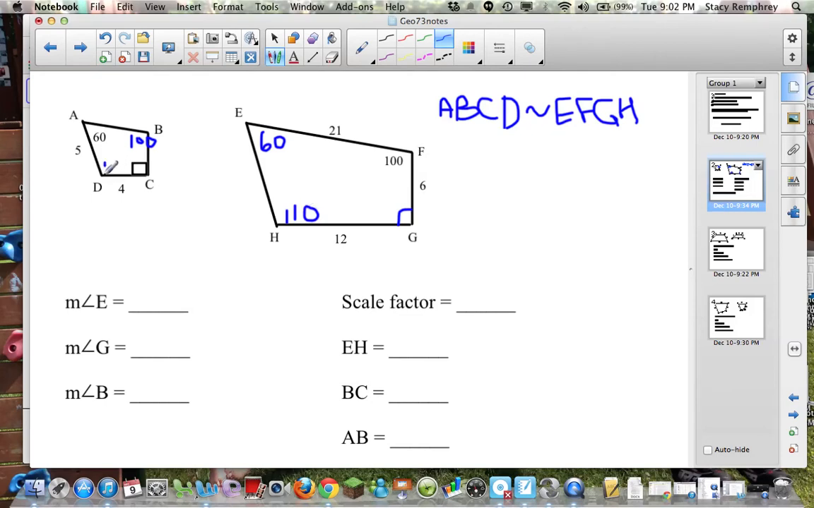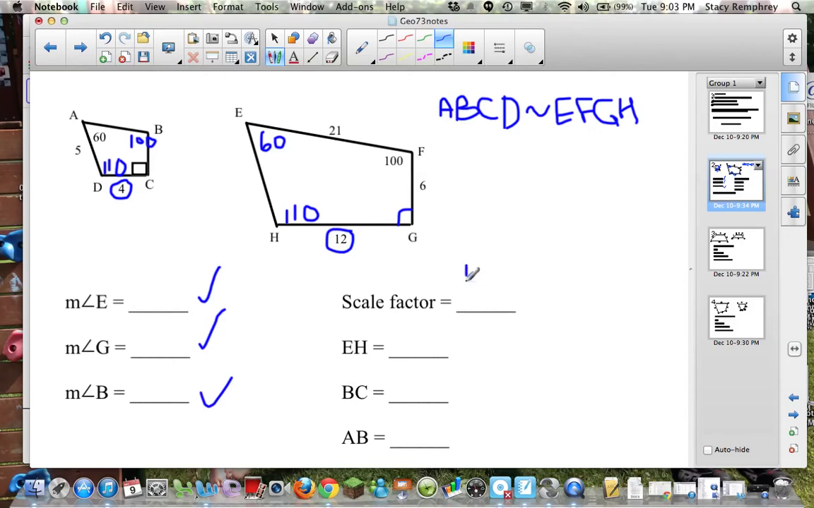So must this. If you don't know how I got that, check in with me. That's that 180 times n minus 2 deal. So I've answered angle E, angle G, and angle B. The scale factor I can find by finding two parts that are corresponding in the same place. So I'm going to use these two.